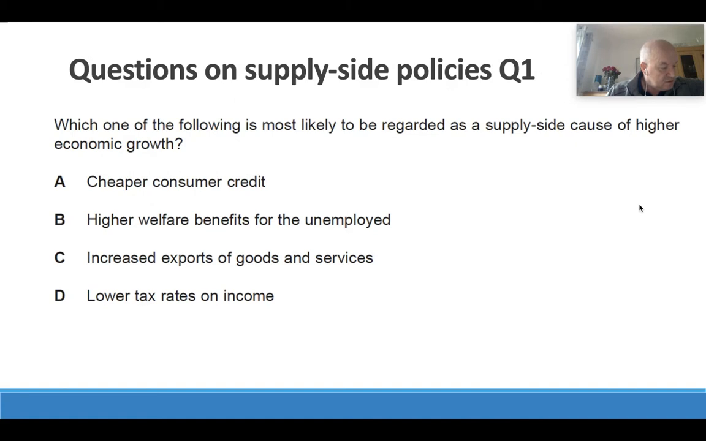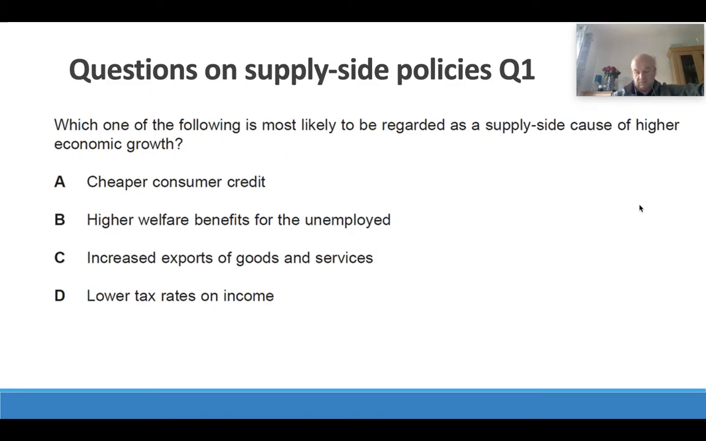There are 3 multi-choice questions for you to consider, all based on supply-side policies. Okay, so I'm going to give you a chance to have a look at each one of those and have a go at answering it. So on page 48, you've got the questions. So the first question is, which one of the following is most likely to be regarded as the supply side cause of higher economic growth? So again, have a think about each one, have a go at answering them. You might need to take 10 minutes or so to have a look and answer each one, and then we'll come back and look at what the responses were.